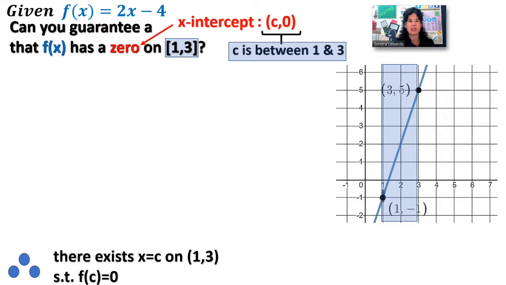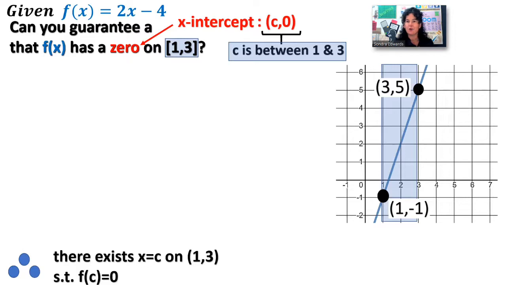All right, so then starting at this point, we have 1, negative 1, and then that line ends there if we're only looking on the closed interval from 1 to 3 at 3, 5.